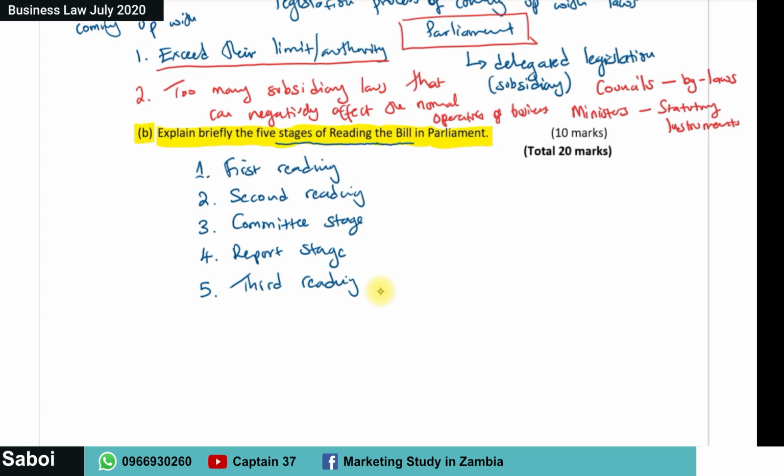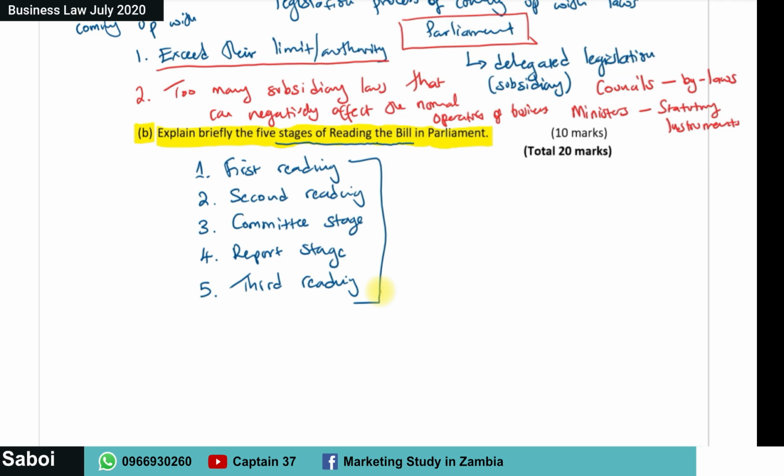These 5. First, you have the first reading. That sounds funny, right? Like first, you have the first reading. All right, so there's the first reading, and this is where the title of the bill is read and the date is set for the second reading. It's official, so the House, which is Parliament, is informed about this particular bill.